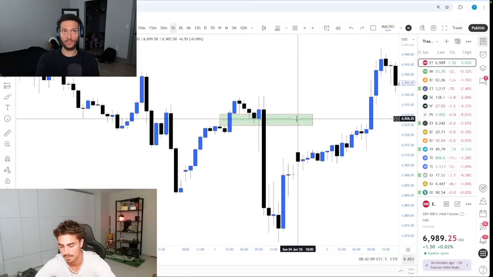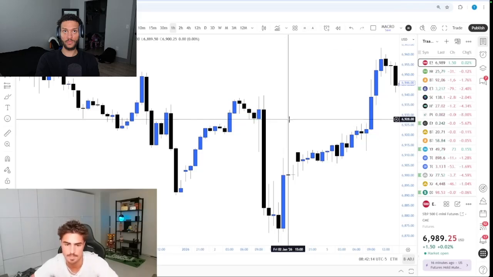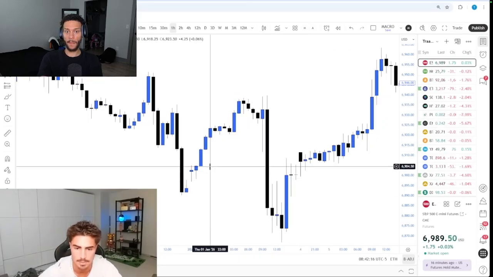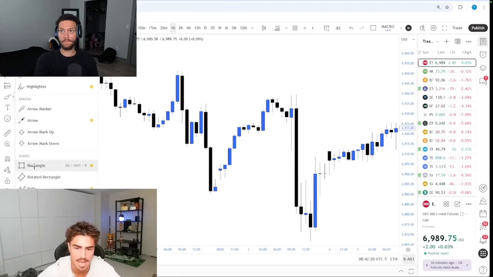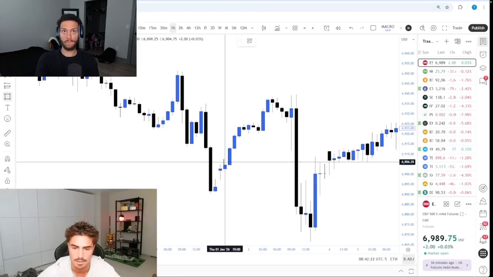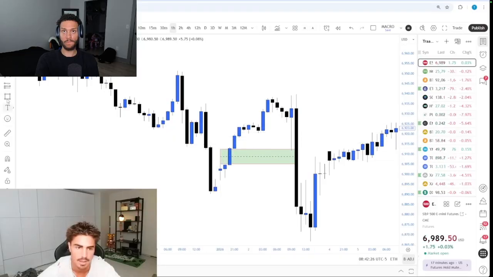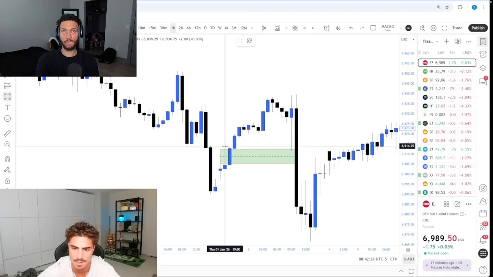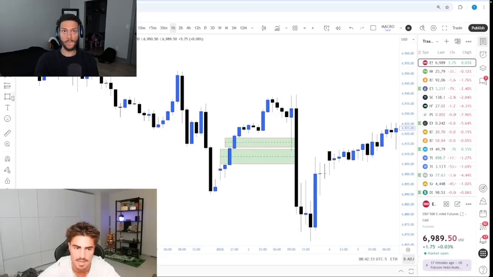Now, there's a couple examples that I'm going to try and find on the chart that might confuse some people. Like right here, for example, what happens if we have a bunch of fair value gaps stacked up on top of each other? Okay, so in this case, we have, boom, a bullish fair value gap right here. And then we have another bullish fair value gap right here. And then we have another bullish fair value gap.